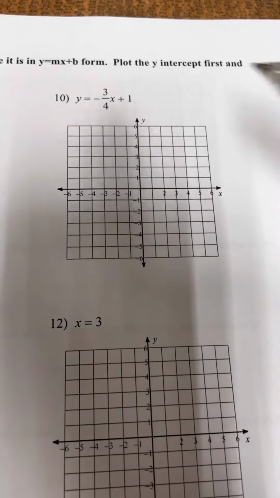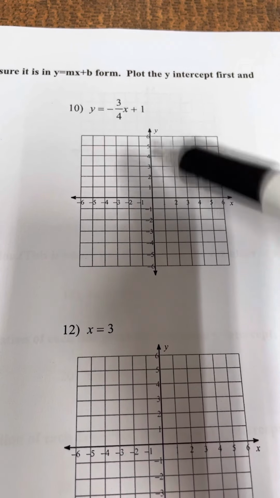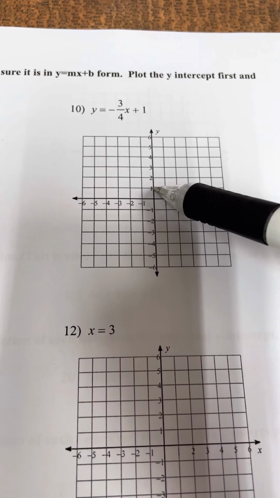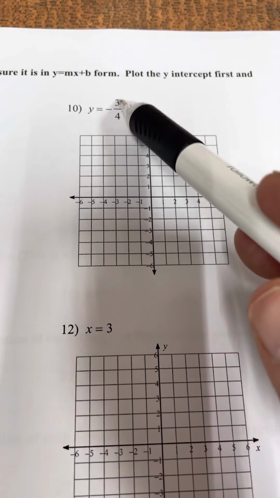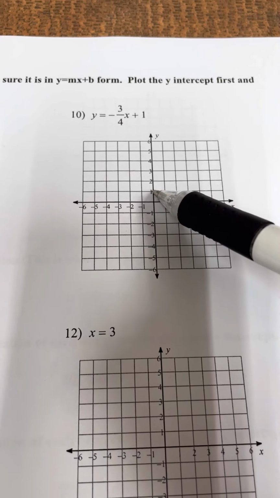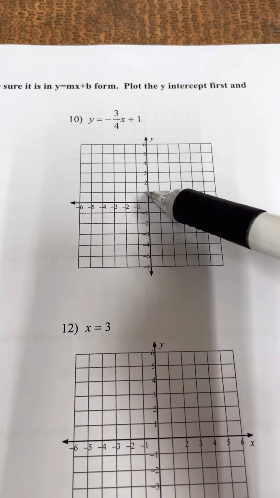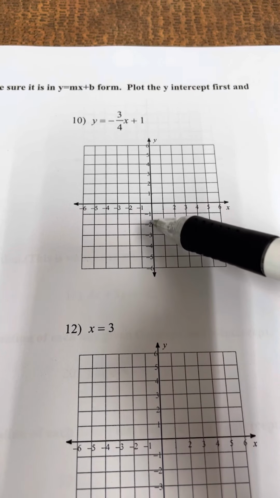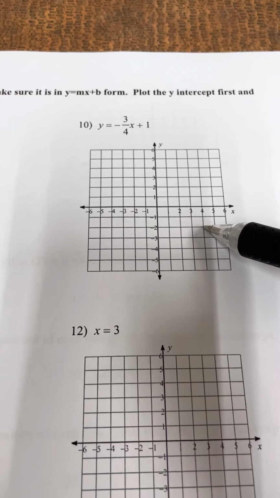For number 10, I go to the y-intercept, so I go to where the y-intercept is positive 1. And then I'm going down 3 over 4 because it's a negative 3/4 slope. So I start where the y-intercept is and I go down 3, 1, 2, 3. I have a point here. Then I go over 4, 1, 2, 3, 4. I put another point there, and then I connect those points.